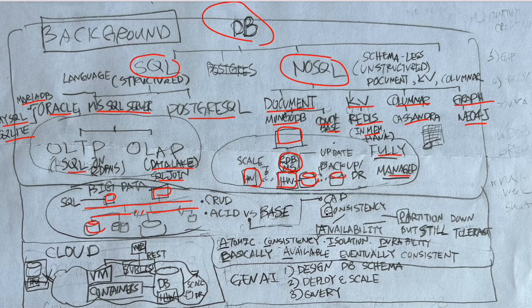And the 3 points are how consistent you want the database to be, how available you want the database to be, and how much partition tolerance, that is, if one of the nodes comes down, will it hamper the performance and accuracy of the database. And so this is the CAP theorem.